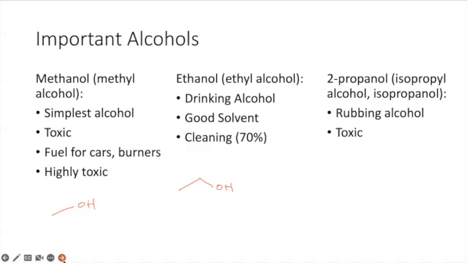So 2-propanol, isopropyl alcohol. Right, so propanol, so 1, 2, 3. This is what we consider rubbing alcohol. This is toxic. We don't want to drink it, but it's great at cleaning our body, like wounds, right? It's great at disinfecting them, but it's not something we want to drink.